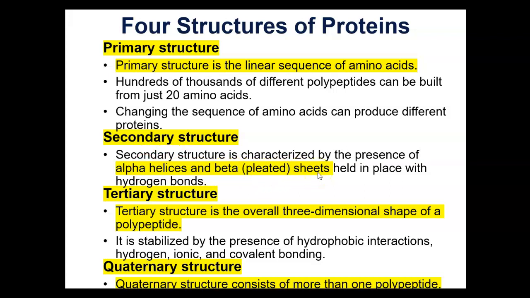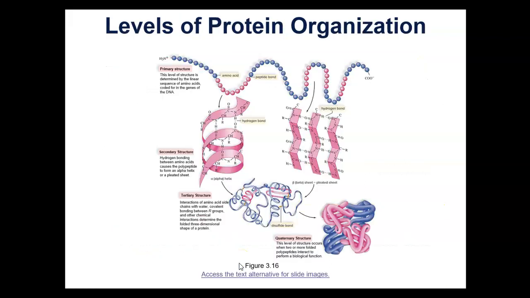The secondary structure is that same linear sequence of amino acids, either folded into a beta pleated sheet, kind of like if you ever made a paper fan, those pleats, or it can be in a spiral shape called an alpha helix. Alpha helix or beta sheet would be the secondary structure. The tertiary structure is the overall three-dimensional shape of the polypeptide. And then if you have more than one polypeptide and they are linked together, you would have quaternary structure.